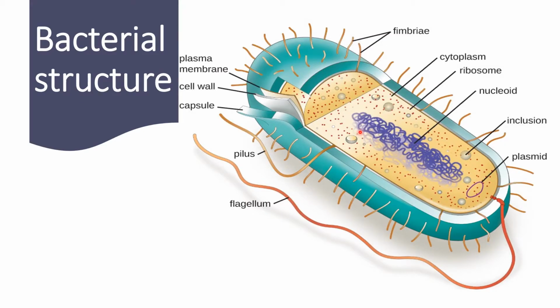So this picture shows the structure of a bacterial cell. In the outermost part there is the capsule, and pili are projecting outside from the cell, and a single flagellum is shown here that is also projecting outside from the cell. After the capsule there is the cell wall, then the plasma membrane, and then the cytoplasm that contains ribosomes, plasmids, and nucleoid. Nucleoid contains the genetic material of bacteria.